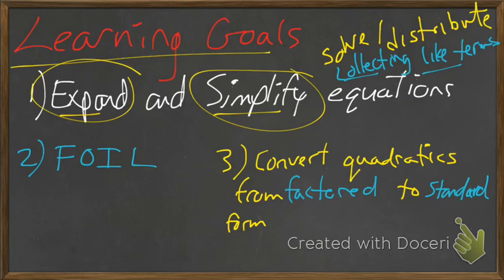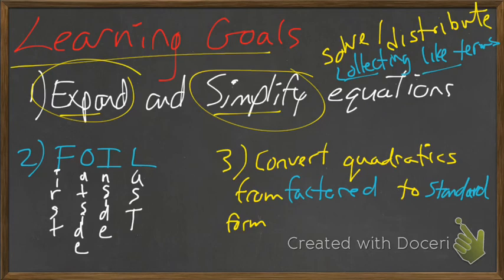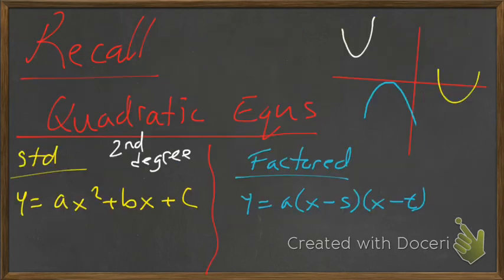The whole FOIL concept. Okay, so FOIL stands for first, outside, inside, and last. And that will make sense once we get into the actual material. Finally, we're going to convert quadratics from factored into standard form. And we will recall what those look like on this slide.